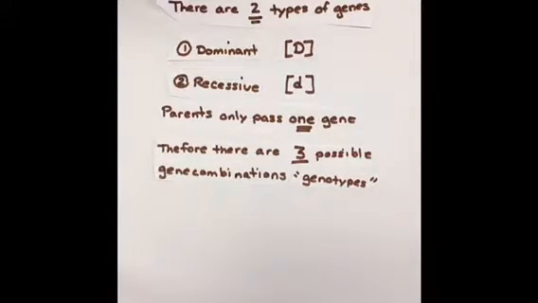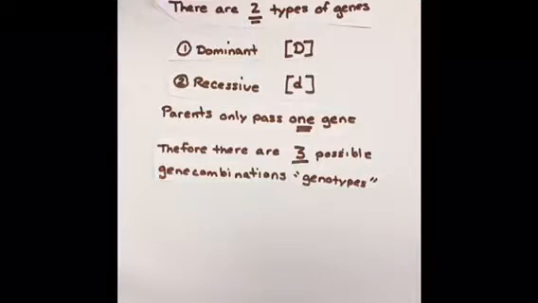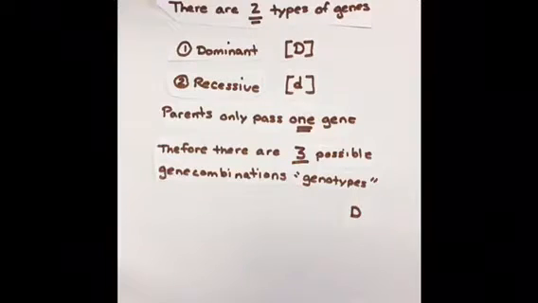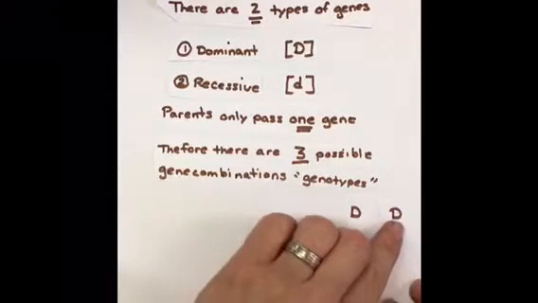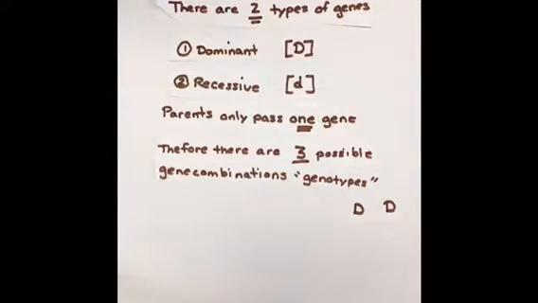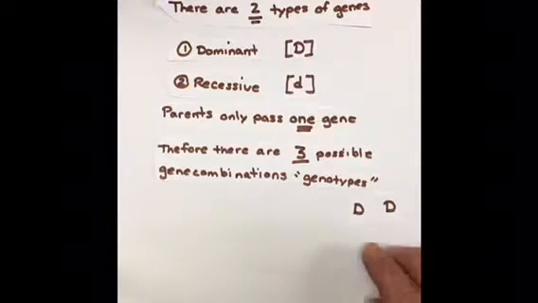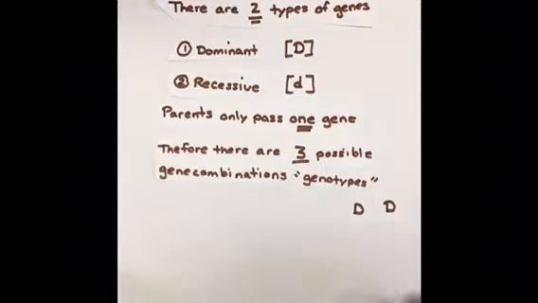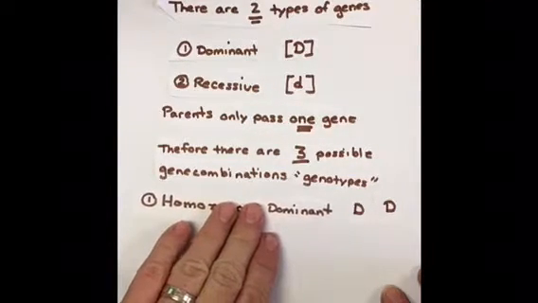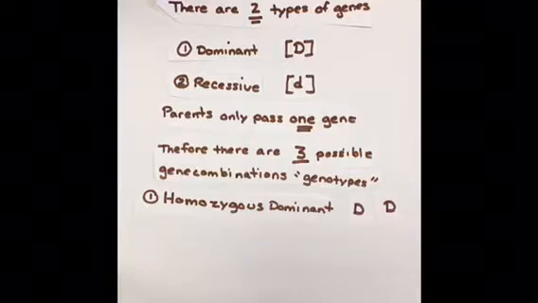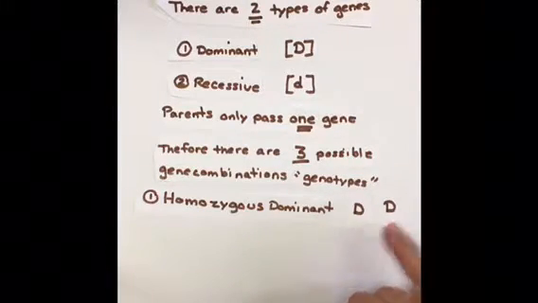So now let's imagine that one parent gave you a dominant gene and your other parent gave you a dominant gene. Now you have two genes that are the same. They're both dominant and they're both for the same trait. In this case, we would say that your genotype is homozygous dominant. Homo meaning the same, zygous meaning you got your genes when you're conceived, and these genes are dominant. Therefore the capital letters.